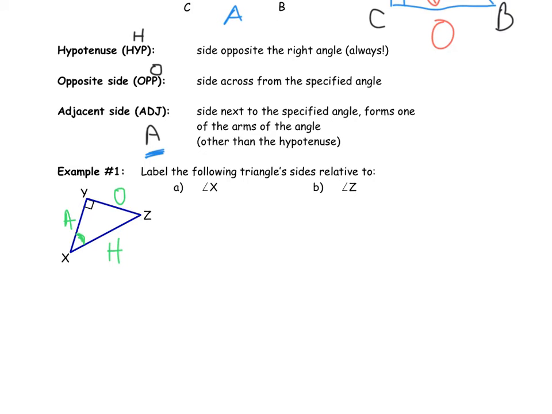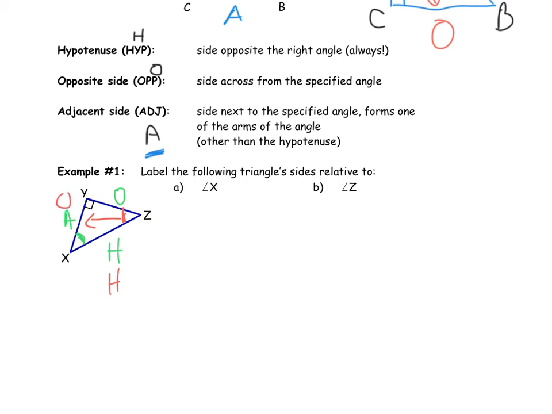Now let's look at how that changes if instead I am referring to angle Z. So I'm going to use a different color for that. I'm going to use red. And so here is angle Z. And so my hypotenuse is not going to change. So that's still going to be right here, opposite the right angle. Right? That never changes. But now, if I'm labeling my opposite side, which side is opposite Z?